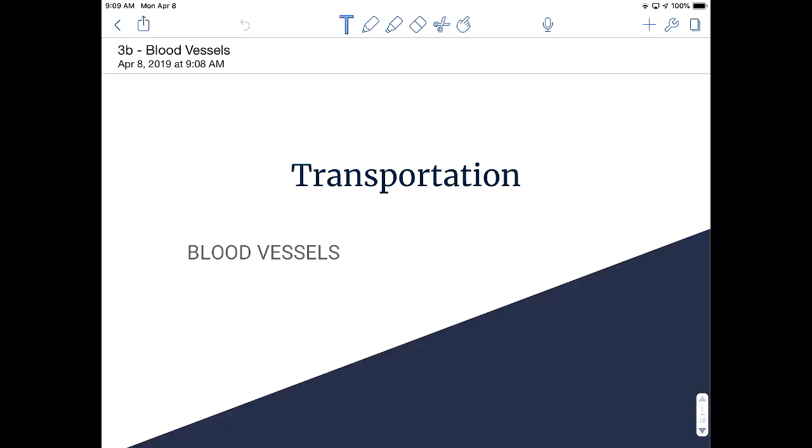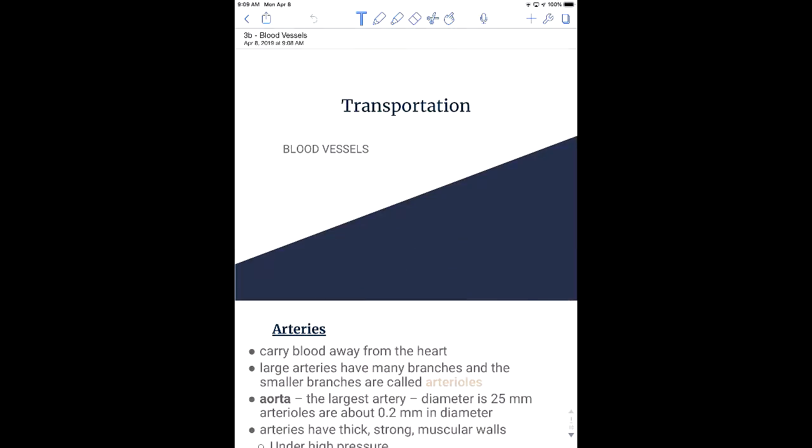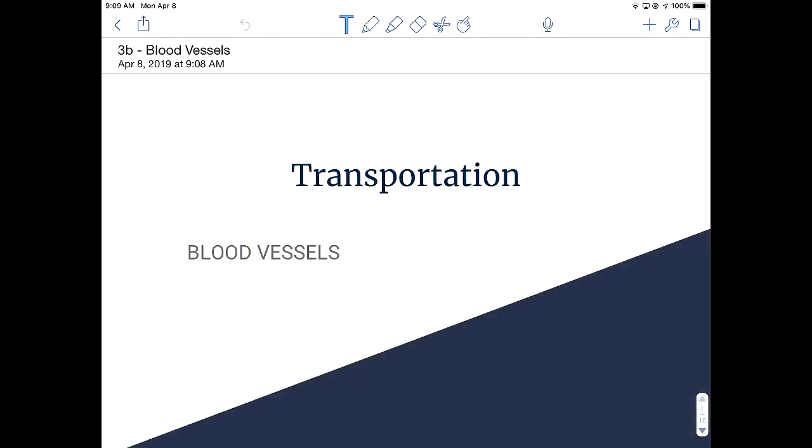All right, so we previously talked about the components of blood and the different parts and how they have important functions. Now we're going to talk about the greater system that this blood floats around in and how it interacts with the rest of the body.